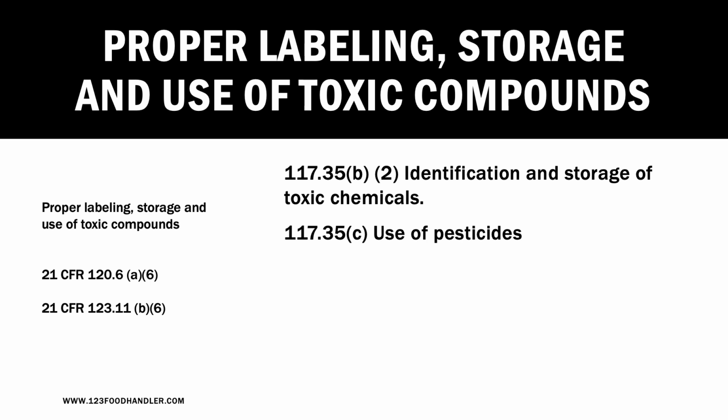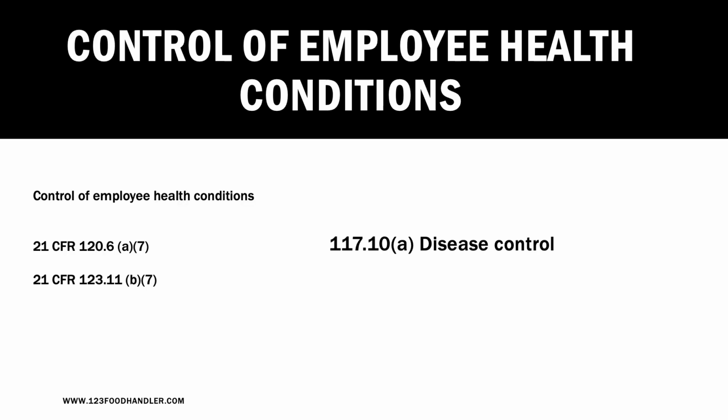So again, I'm going through these 8 areas, just showing you how I can look at 117 and find the areas where the specific 8 areas are covered. And I need to make sure that I've got that managed. Document that, monitor that, correct that. Therefore, I'd be in compliance. All right, area number 7, making our way through the 8 areas of sanitation, seeing how we were looking at 117, making sure that we're covering the area of 117, documenting it and monitoring and managing it through our requirements of 120 and 123. So area number 7, control of employee health conditions, covered in 120.6A7 and 123.11B7.